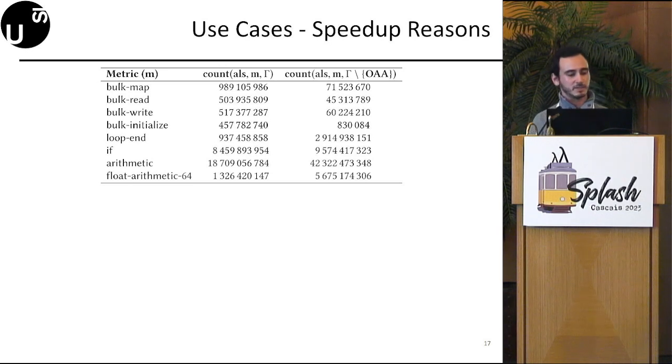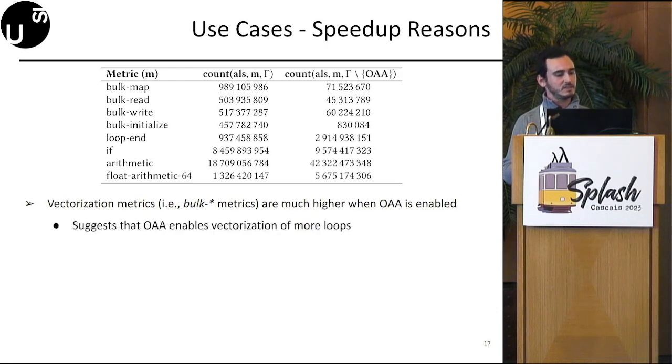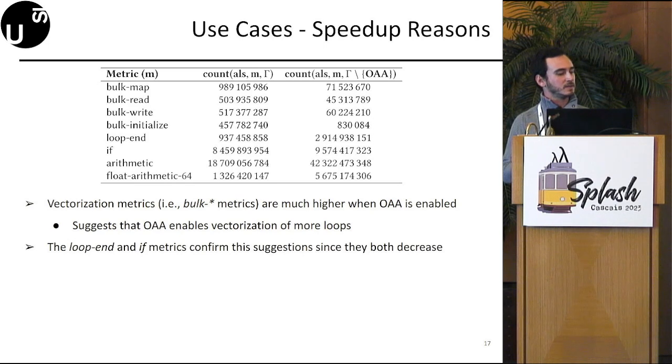By looking at the metrics, we see that vectorization metrics, that is, the bulk metrics, are much higher when OWA is enabled. This suggests that OWA enables vectorization of more loops. This is confirmed by the loop end and if metrics. The loop end and if metrics both decrease when using OWA.